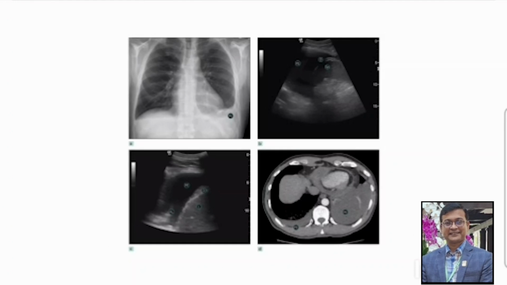There is pleural effusion, and this is the left-sided marginal effusion. There is also thickening of the diaphragmatic pleura, and there is also the collapsed lung. So thoracic ultrasonography can delineate a vivid picture of the pleural pathologies.